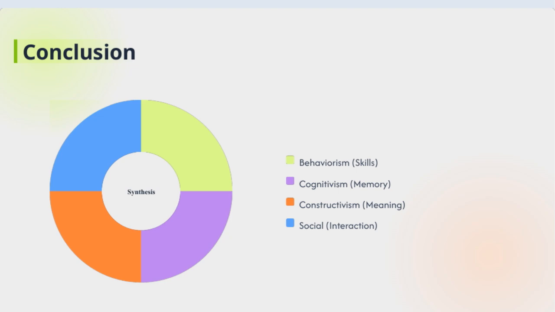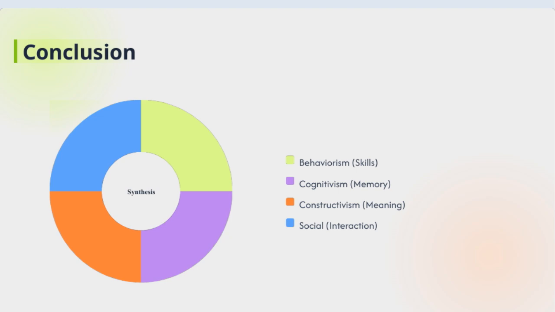Moving on, constructivism focuses on meaning-making, how learners actively construct their own understanding based on prior knowledge and new experiences. It's about learners building their own mental models. Then we have cognitivism, which centers on memory processes, how we encode, store, and retrieve information. This theory underscores the importance of mental processes in learning.